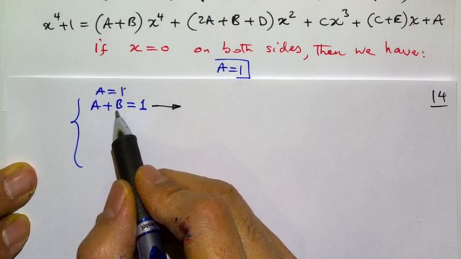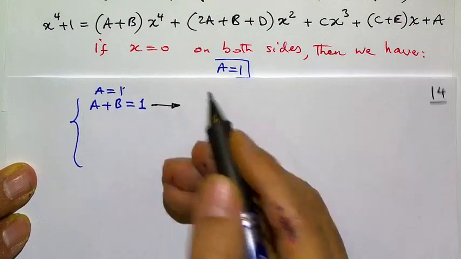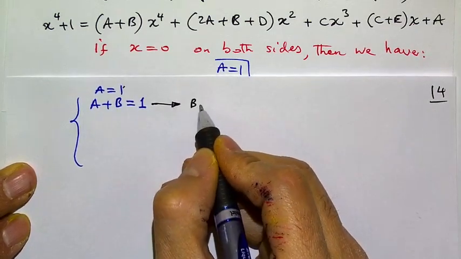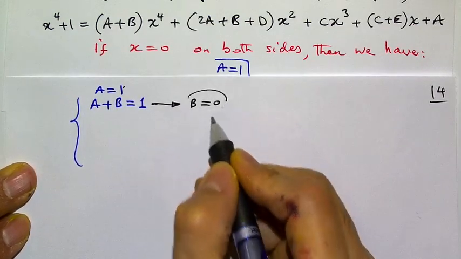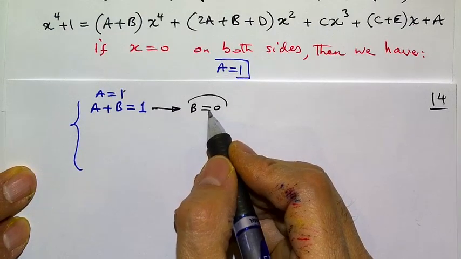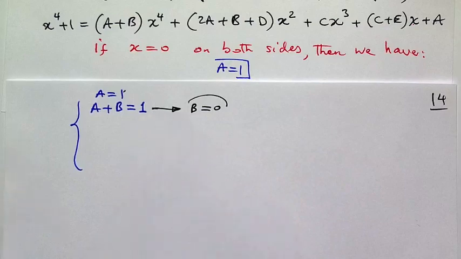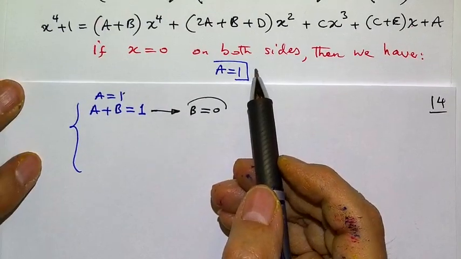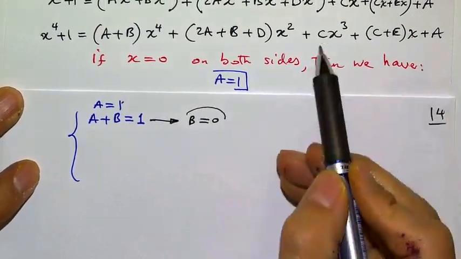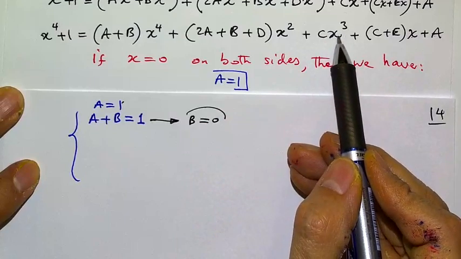B can't be anything else than 0. So 1 plus 0 is 1. So B has to be 0. So we already have that. Great. So next, notice that on the right side, we have Cx cubed, right?